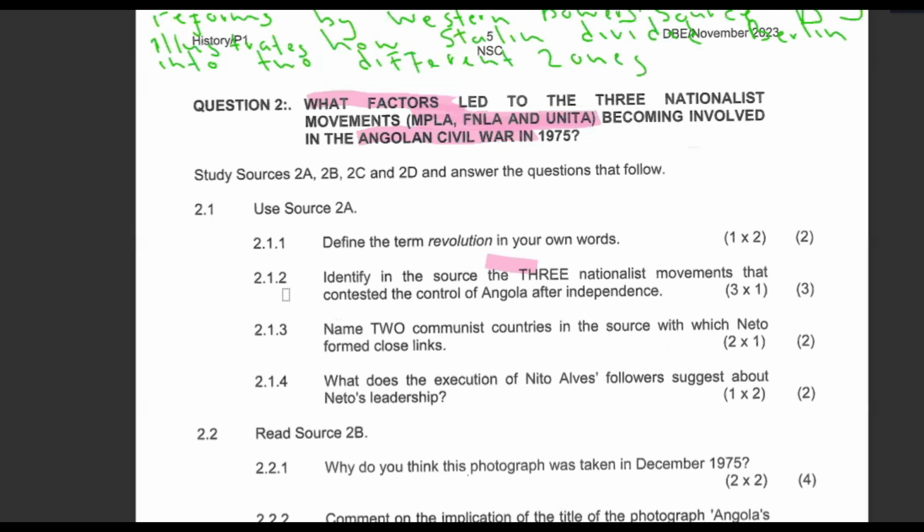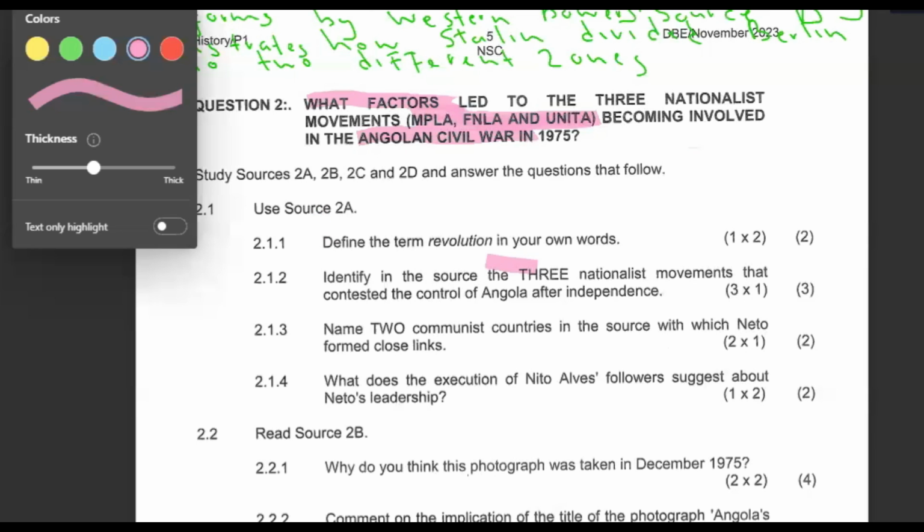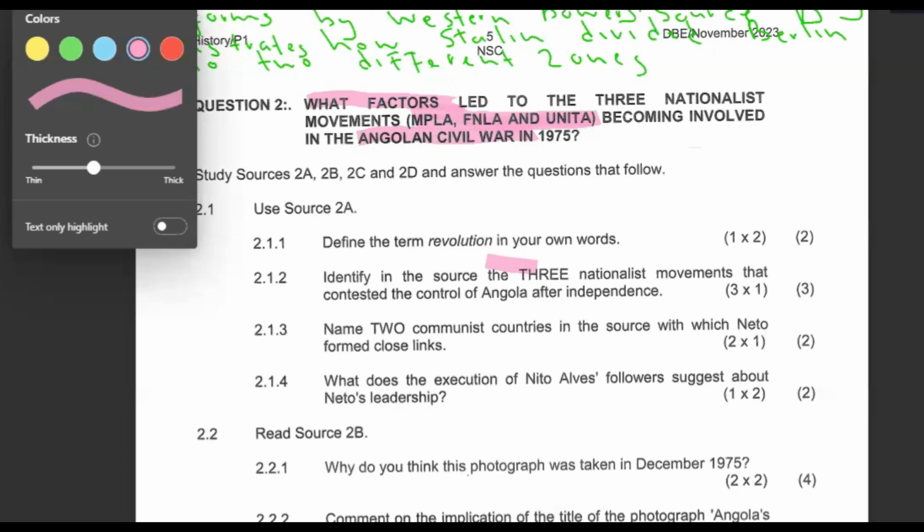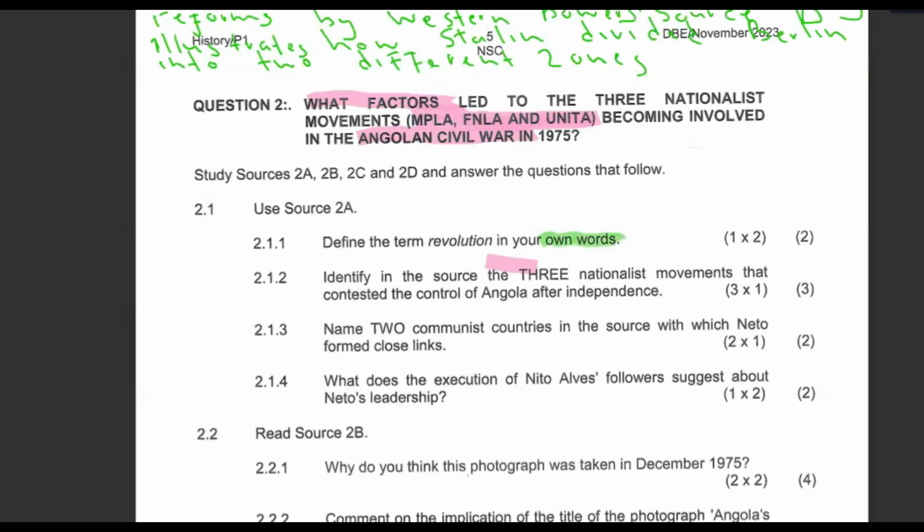If you go back to the first question, it says define the term revolution in your own words. Such a type of question does not need you to refer to the source, simply because it is emphasizing in your own words. We need to highlight the phrase in your own words to emphasize what the question actually requires. So when a question says in your own words, you don't need to refer to what? To the source. You only attempt it in your own words.